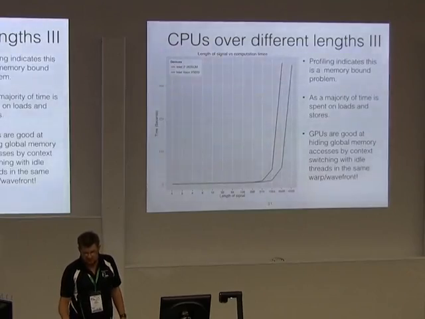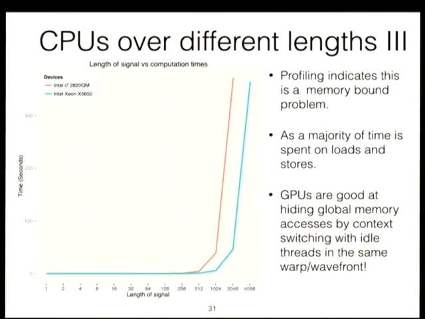Profiling indicates this is a memory-bound problem. So we're waiting on a lot of reads, loads and stores, because we don't have regular memory access in that kernel. GPUs are really good at hiding global memory accesses, because context switching is really cheap on a GPU. So you fix it because you can have lots and lots of threads running.